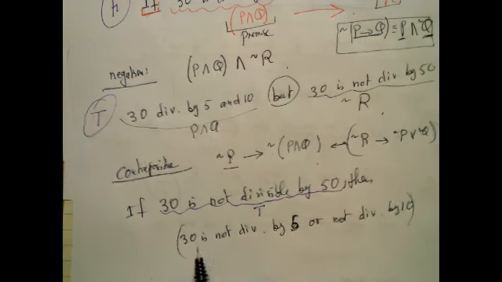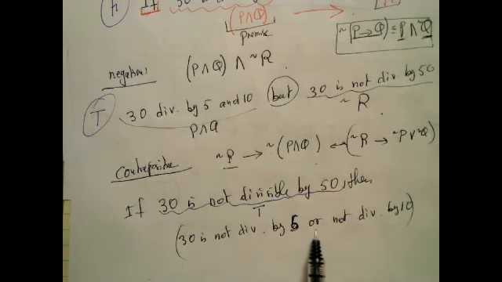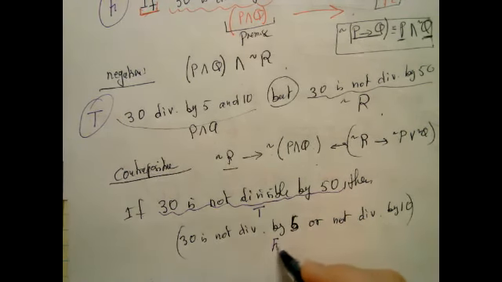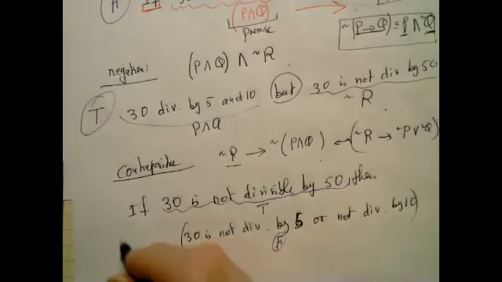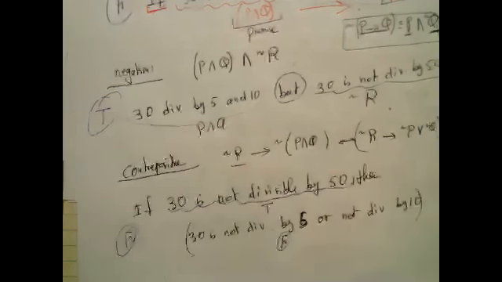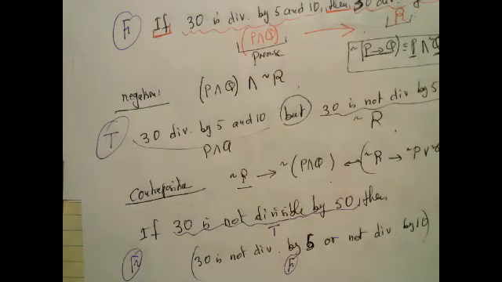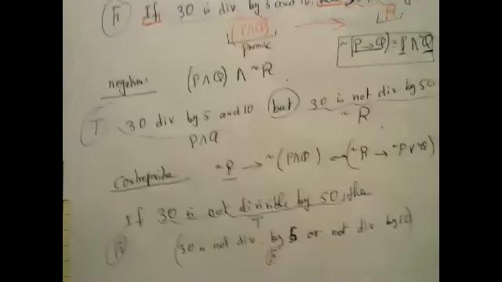No, that's false because 30 is divisible by 5. But there is an or. I have to look at the other piece. Not divisible by 10, that's false because 30 is divisible by 10. So this is false. True implies false will give me absolutely a false statement, which we should have because the contrapositive and the statement are logically equivalent. If one is true, the other one is true.